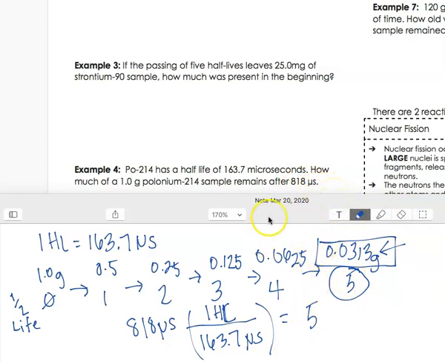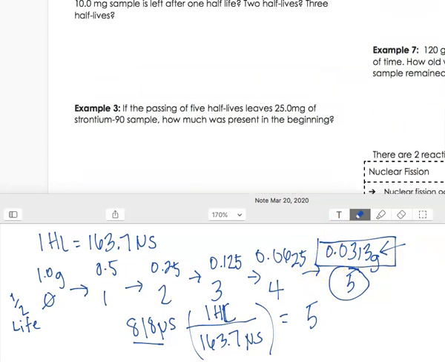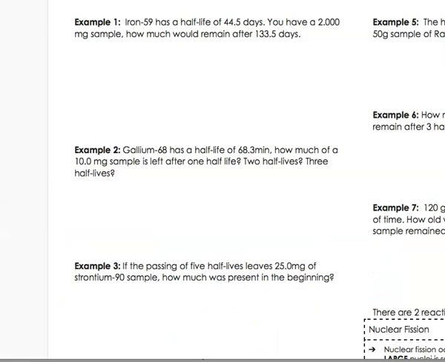Okay, so that's how you would do that one. That one's a little tricky. That one's a little tough. You should do this first. I know I did this last, but you want to figure out how many half-lives are present in a certain amount of time, which is 818. So after 5 half-lives, you start reducing it in half until you reach 5, and that's how much will be left over. Okay, so next one, example 5.